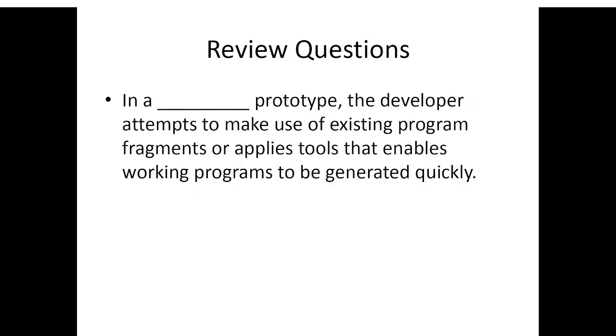In a dash prototype, the developer attempts to make use of existing program fragments or applies tools that enable working programs to be generated quickly. We have discussed that in prototyping we have two types of prototypes. One is called the throwaway prototype, and the other is the one we use further. This is the case where the developer uses whatever prototype he has made and enhances that prototype to generate the working program. So this is called a working prototype.